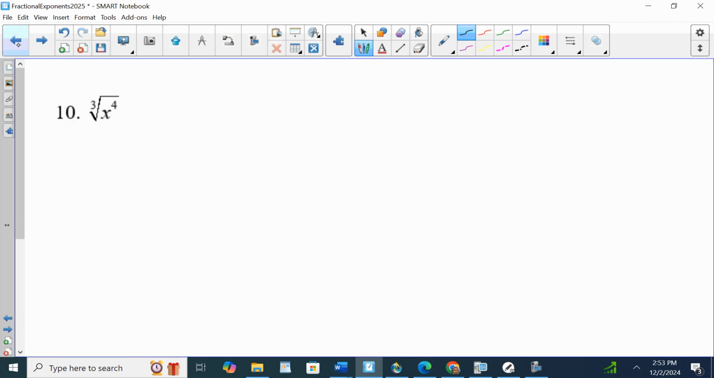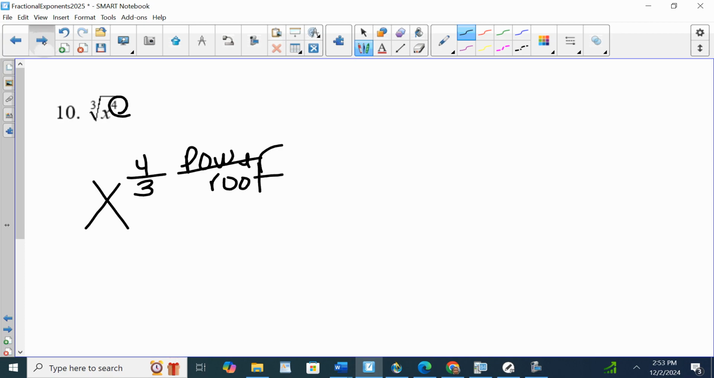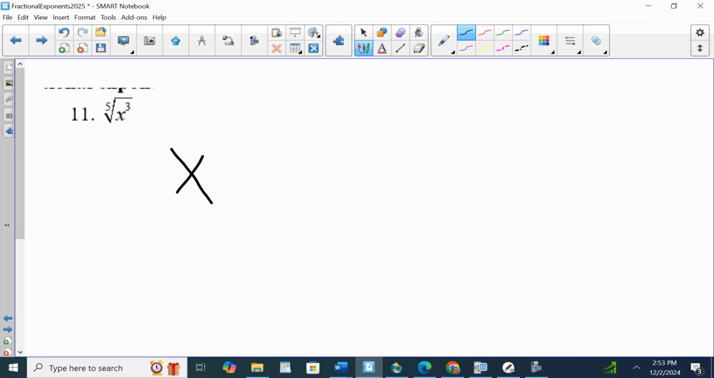The other direction, radicals are fractional exponents, power over the root. So the power is 4, the root is 3. Make sure the power is going over the root. That's it. Radicals are fractional exponents. I see a radical, I rewrite it as a fractional exponent, power over the root.